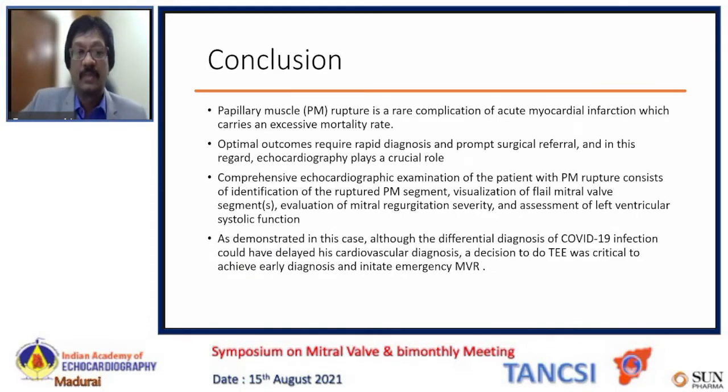So to conclude, papillary muscle rupture is a very rare complication. It can happen secondary to acute myocardial infarction. Usually the posteromedial papillary muscle is prone to rupture, but rarely you can have an anterolateral papillary muscle rupture, which has been reported following a diagonal artery occlusion or even a ramus intermedius occlusion.